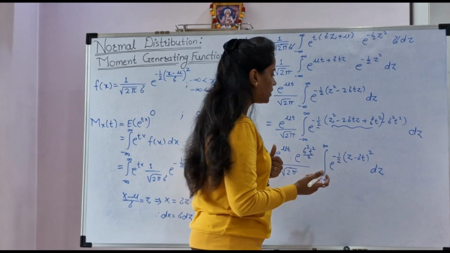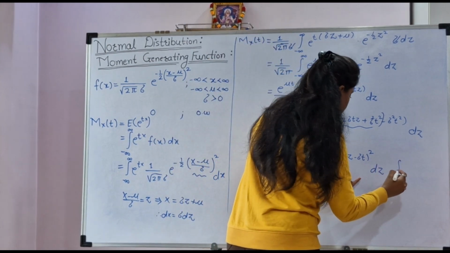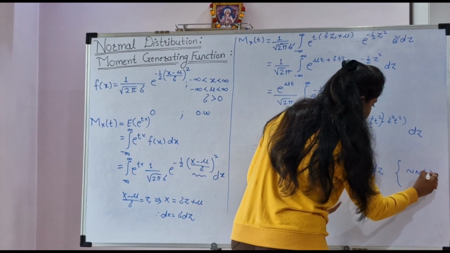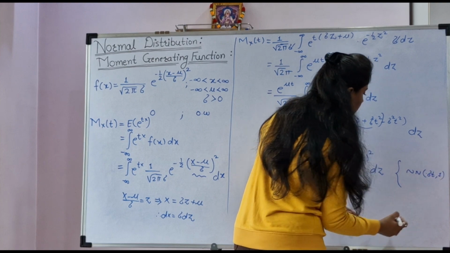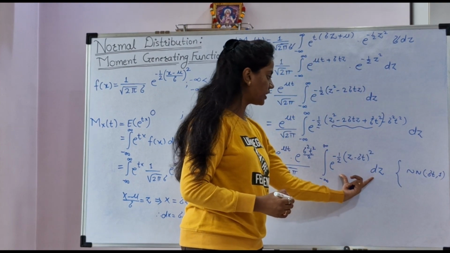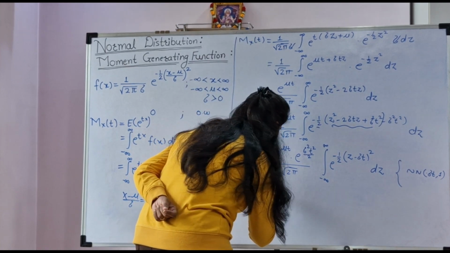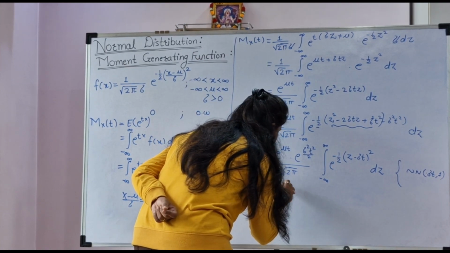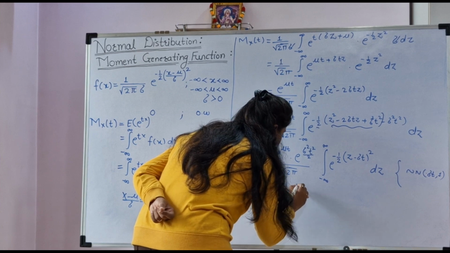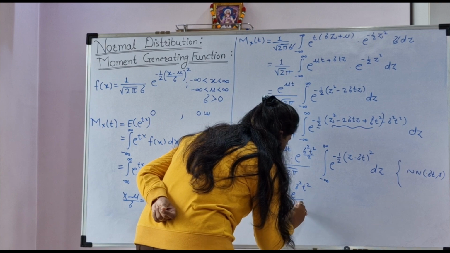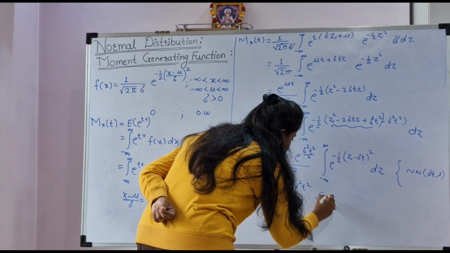How are we getting root 2 pi here? This integration follows a normal distribution with mean sigma t and variance 1. So when we evaluate it, its value will be root 2 pi. That's why we get e to the power mu t into e to the power sigma square t square by root 2 pi into root 2 pi.